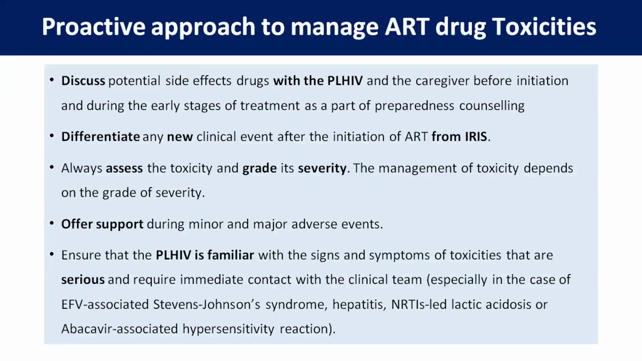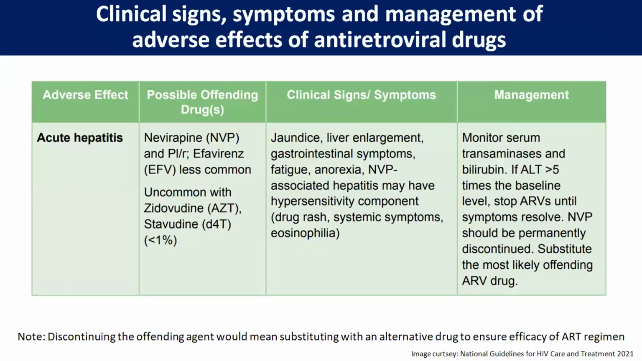Now, a proactive approach to manage ART drug toxicities. The clinical signs and symptoms and management of adverse effects of antiretroviral drugs. In case of acute hepatitis, possible offending agents are NNRTIs, nevirapine, efavirenz, and less commonly zidovudine, stavudine. So what are the clinical signs and symptoms of acute hepatitis? Jaundice, enlargement of the liver, tender hepatomegaly, nausea, vomiting, anorexia. Nevirapine-induced hepatitis may have a hypersensitivity component, and it can produce rash also. So you have to identify.